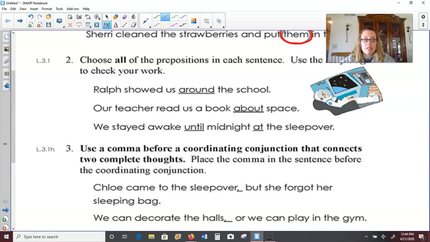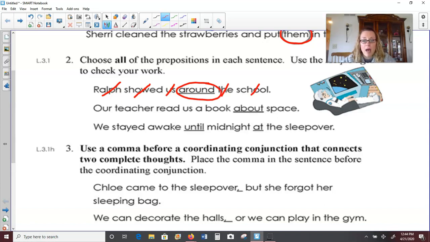Remember, prepositions can sometimes be tricky to find, so I like to eliminate the other parts of the sentence that I know of, like any nouns or verbs, articles, those kinds of words to find what's left. Ralph showed us around the school. Ralph is a proper noun. Showed would be the verb in the sentence, the action word. Us is a possessive noun. The is an article. School would be our object noun. So we're left with our preposition, around.